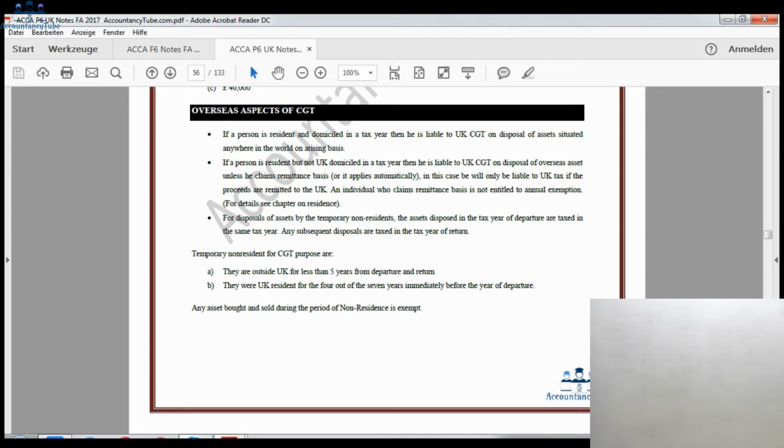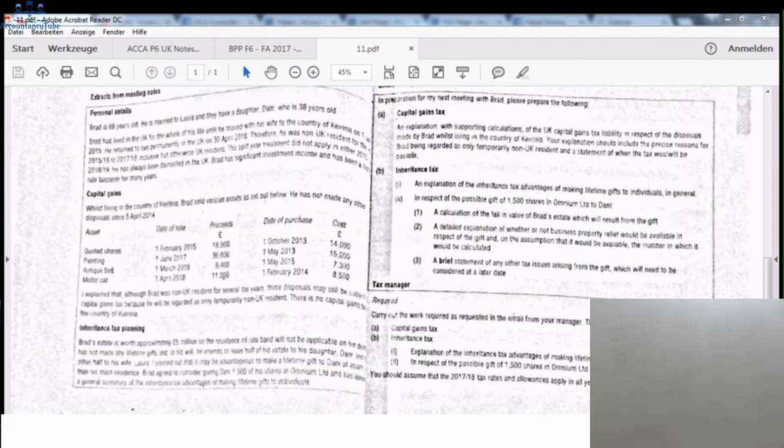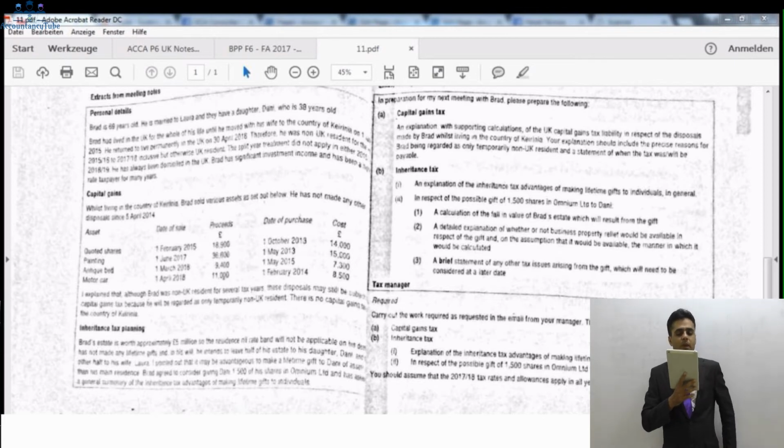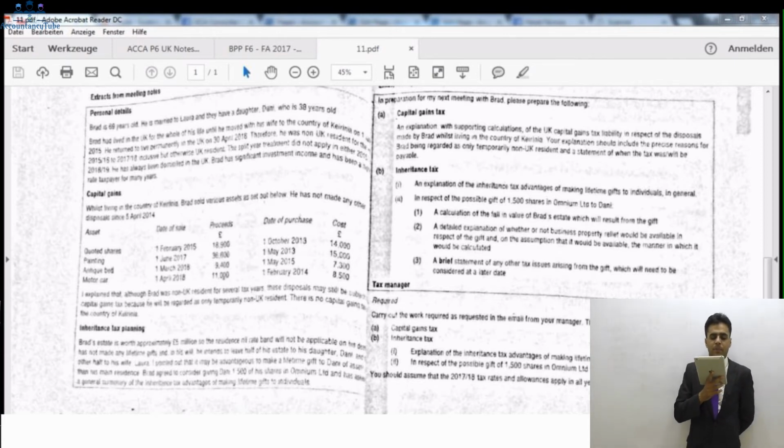Right then, let's look at a past exam paper relevant to the overseas aspects of capital gains tax. If you could come to question number 11 of your BPP exam kit. Question 11 of the BPP exam kit.